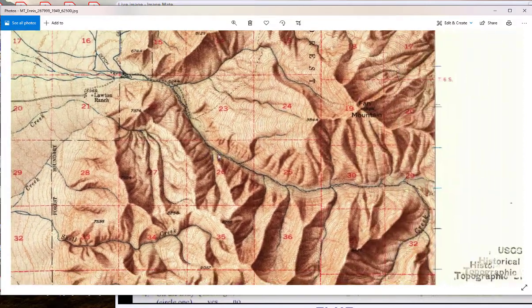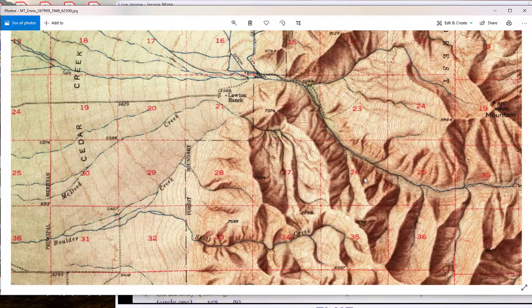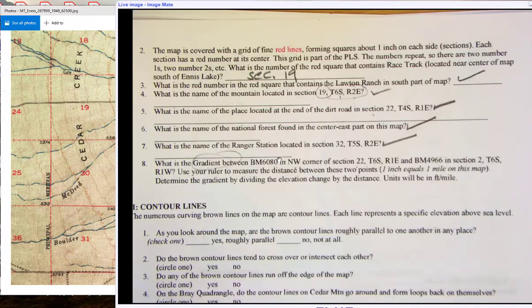I know that Township 6 South, and I want section 22, which is going to be, yeah, that's 21, this is 22 right here, right? And it says, what is the gradient between benchmark 6, oh, there's benchmark 6080 right there. So you want that benchmark there. So we found this benchmark.